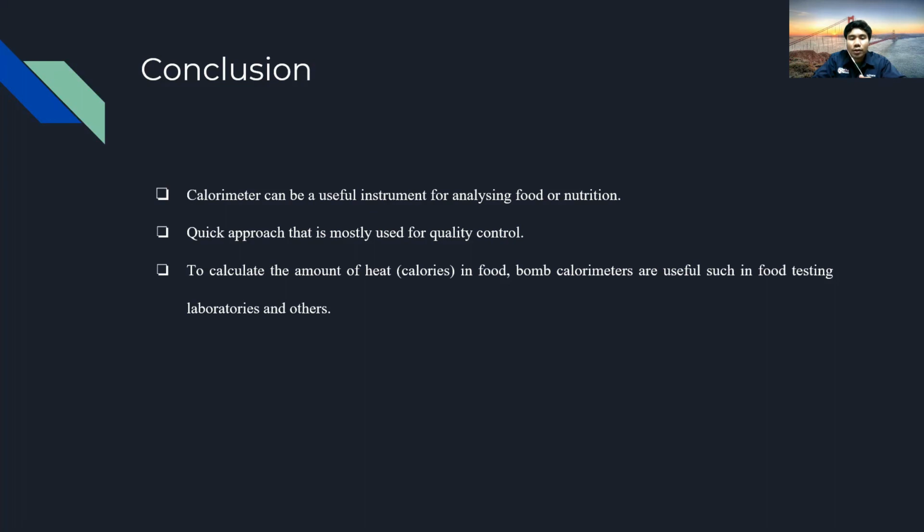So to sum up, we can conclude that the calorimeter can be a useful instrument for analyzing food or nutrition, and it is a quick method that is mostly used for quality control. And lastly, to calculate the amount of heat or calories in food, the bomb calorimeter is useful in food testing laboratories and others.